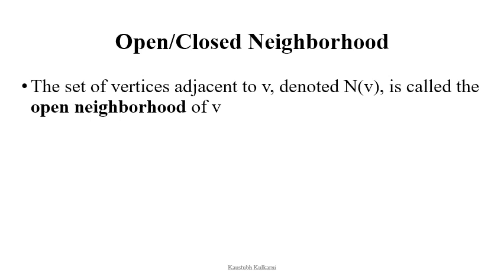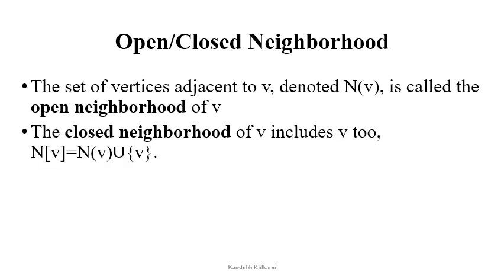Now, another small point. If you include the vertex itself in its neighborhood, it is called a closed neighborhood. And if you don't include the vertex itself in its neighborhood, then it is called an open neighborhood. So open neighborhood means you do not include the vertex itself, and if you include it, it is called a closed neighborhood.